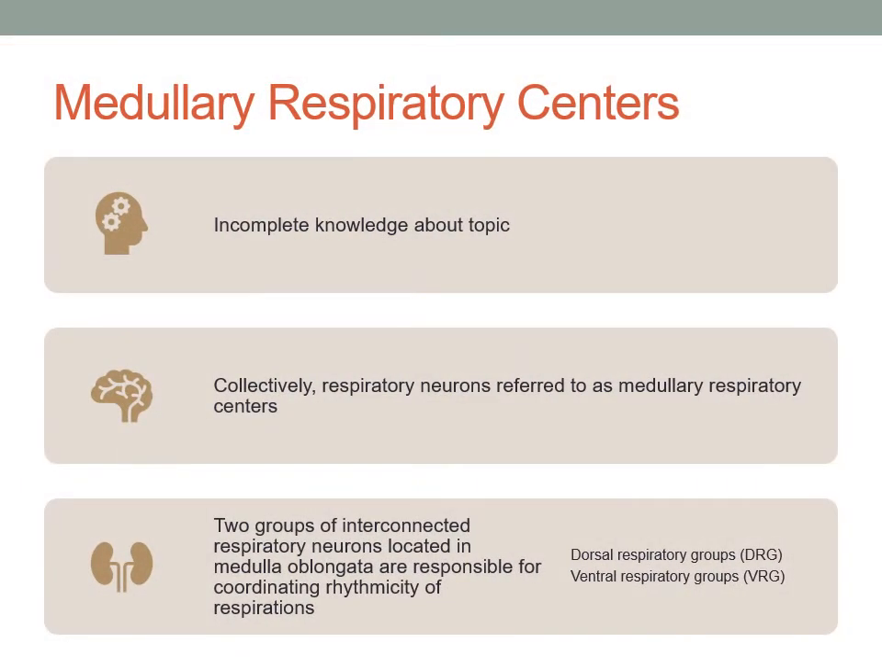We're going to start with the medullary respiratory centers. Although knowledge concerning this subject is incomplete, it is believed that two groups of interconnected respiratory neurons located in the medulla oblongata are responsible for coordinating the rhythmicity of respirations. These are the dorsal respiratory groups and the ventral respiratory groups. Collectively, these respiratory neurons are referred to as the medullary respiratory centers.